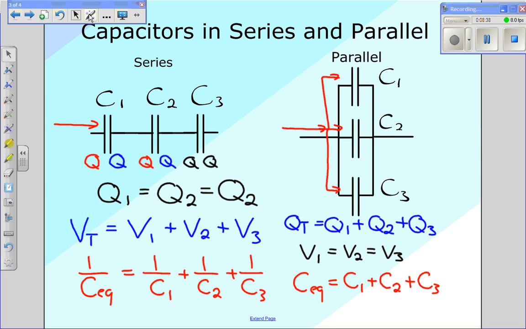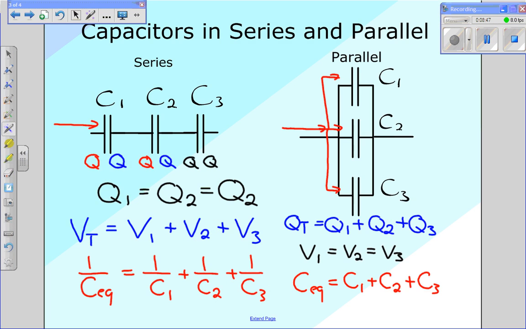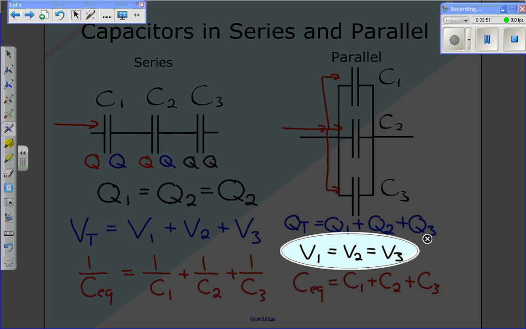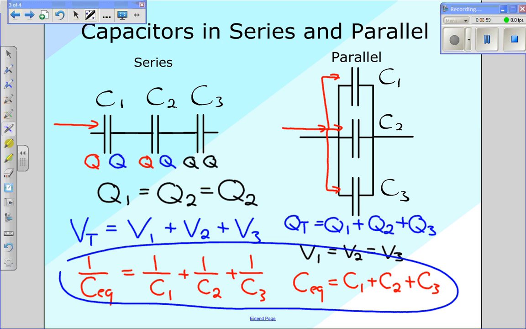Excellent. So there's a lot that's similar here, particularly if we think about voltages. We know that the voltage here works the same in series, and that the voltage here works the same as resistors in parallel. But we also learned that the capacitances are the opposite of what we see for resistors.